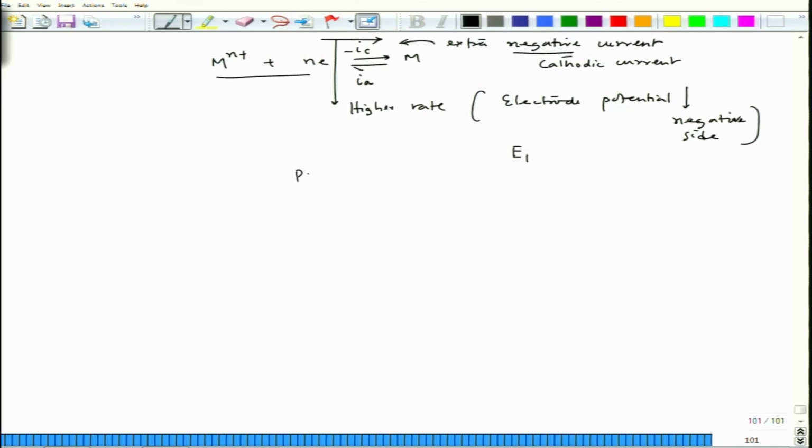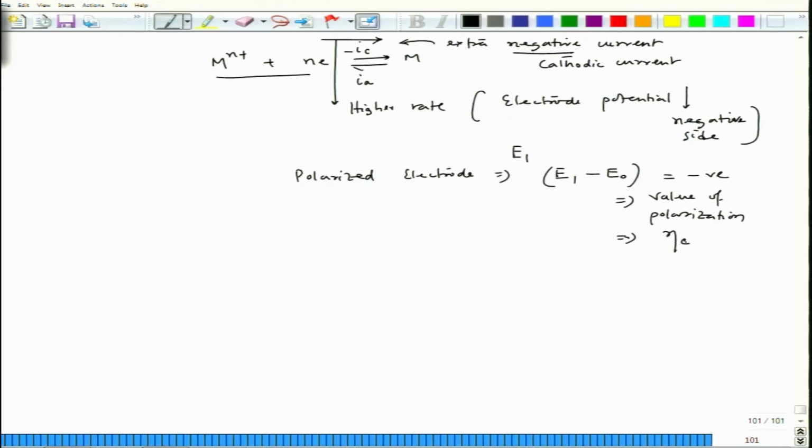Now, this is called polarized electrode, and that time the value of the polarization would be E 1 minus E 0, because now we have switched from E 0 to E 1. This is also negative, since the potential goes to the negative side, and this is the value of polarization, or we call it eta C. C is nothing but the cathodic.